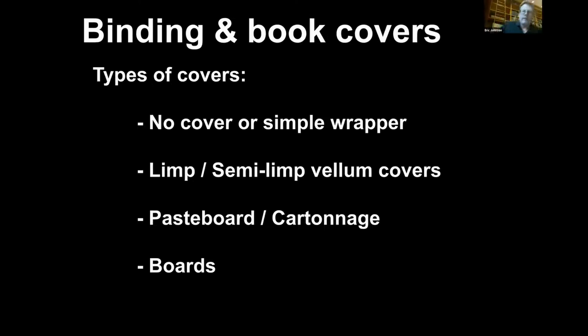And there are 4 or 5, as you see here, listed as 4, but technically 5 predominant ways that books would have been covered. You've got no cover or a simple wrapper, you have limp or semi-limp vellum covers, you have a pasteboard or cartonnage cover, and then you have simply boards.